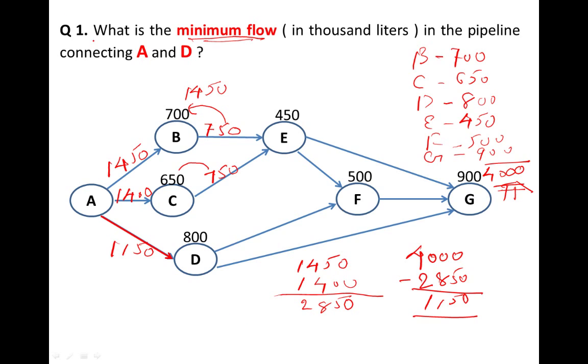So what is the minimum flow in the pipeline connecting A to D? The minimum flow is 1150. So your answer is 1150.